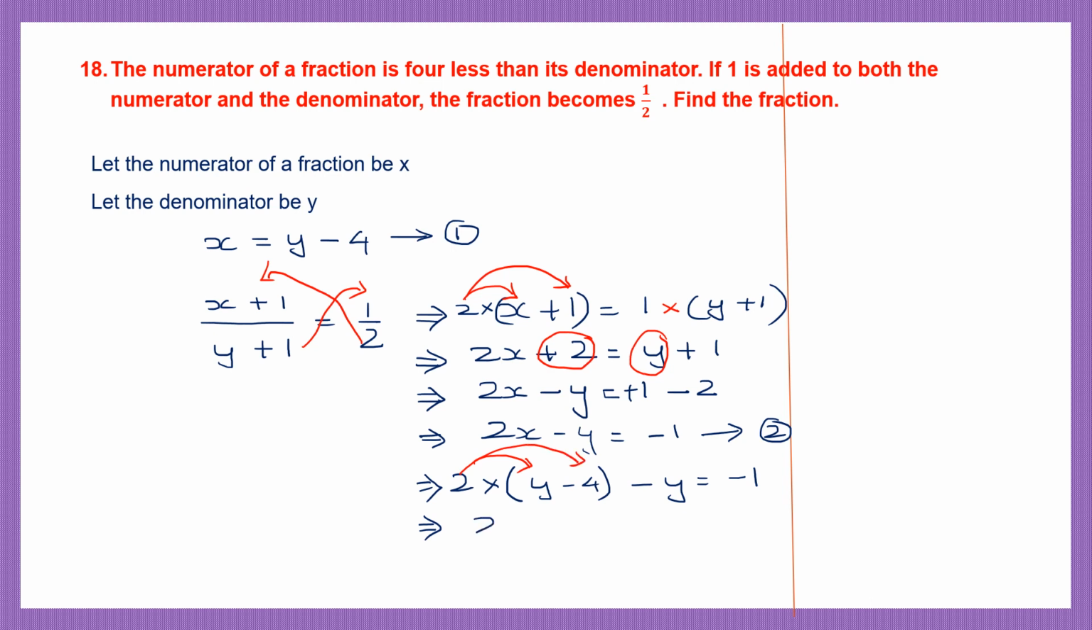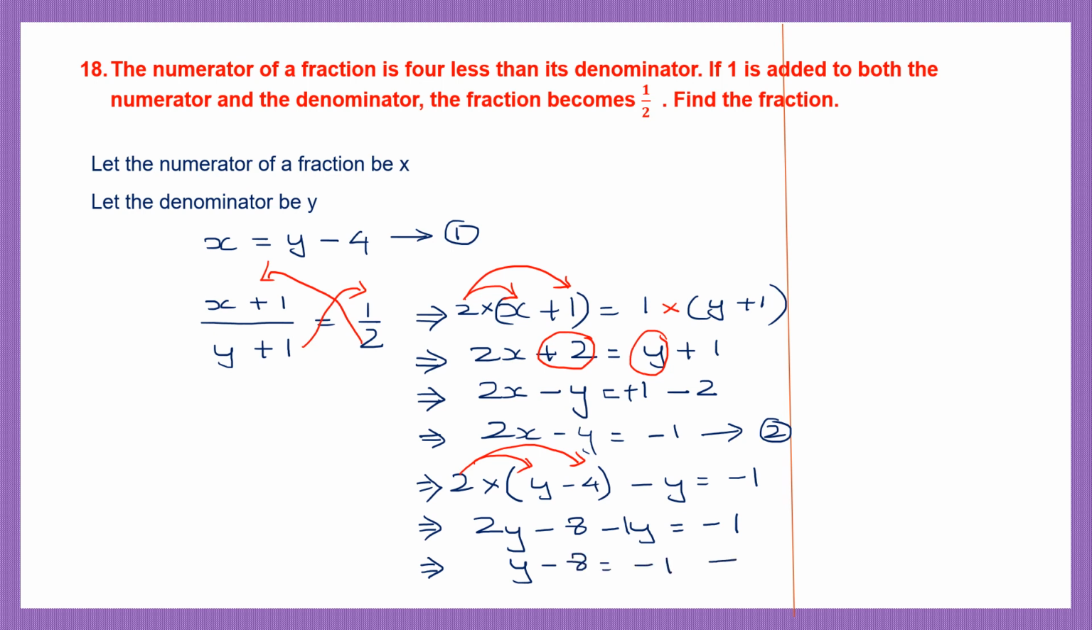2 into y is 2y. Then 2 into minus 4 is minus 8. Then we have minus y here. This is equal to minus 1. Now let's look at the two y's. So here we have 2y and we have minus y. So 2 minus 1 is 1, or you simply write y. Y minus 8 is equal to minus 1.